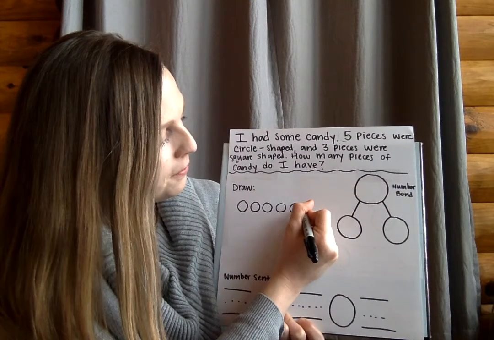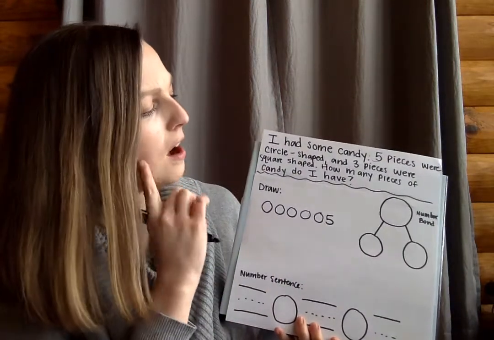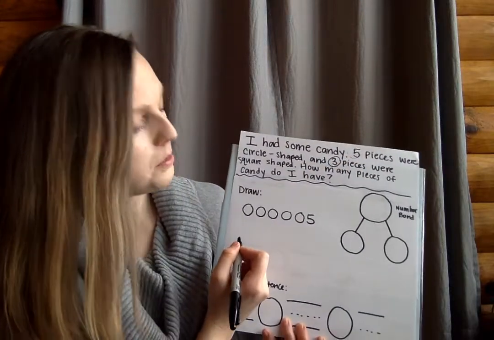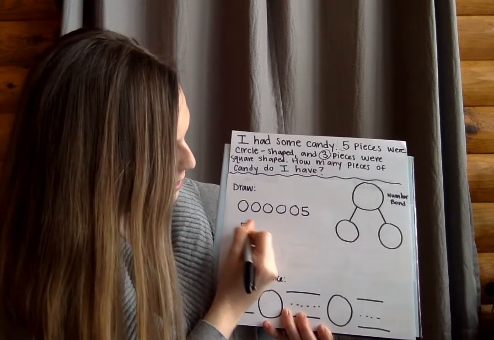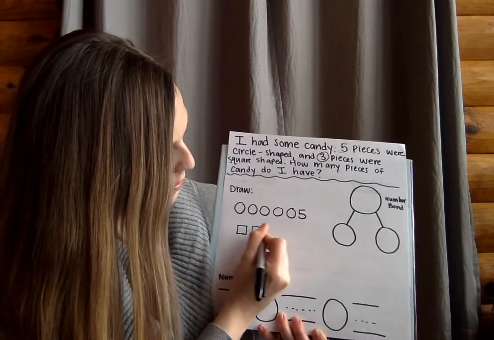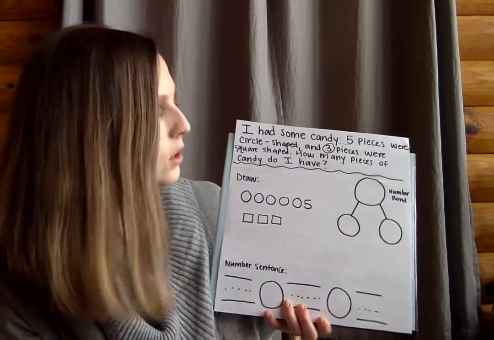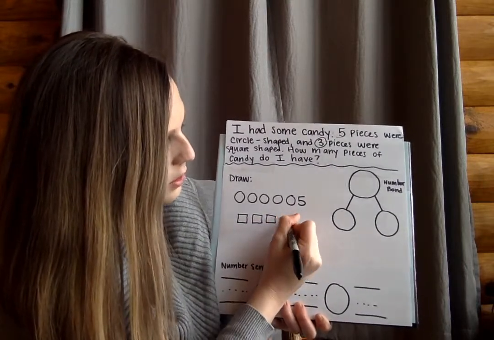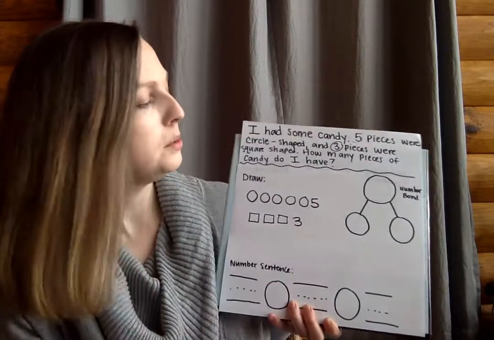I'm going to write the number 5 next to this group so I remember how many are there. I also remember that the problem said that 3 pieces were square-shaped. So I'm going to draw 3 pieces square-shaped. Here we go. 1, 2, 3. It's okay if your drawing is not perfect. Let's go back, go back, go back, and count again. 1, 2, 3. So I have my 2 groups shown. I have a group of 5 and I have a group of 3.